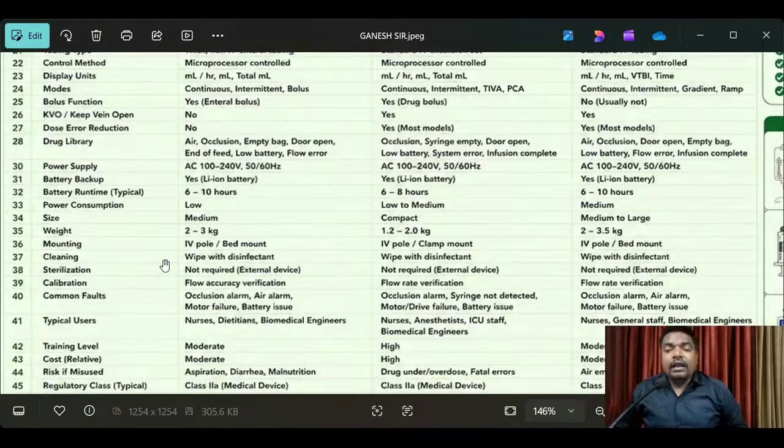Okay, right. 33 points completed. Now come to the 34th point. I'm going to take the comparison key point: size. Understand? I hope you're getting my voice.